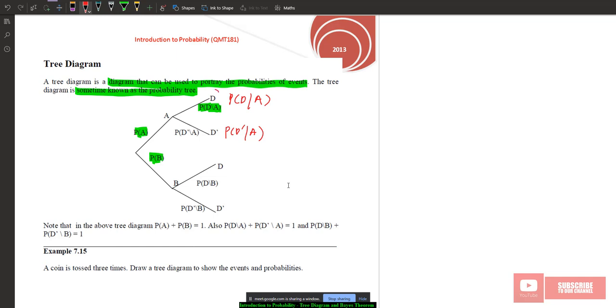So the total probability of this side should be equal to 1, right? To note that in the above tree diagram, probability of A plus probability of B is also equal to 1. This side, the total of the probability should be equal to 1. The total of this probability should also equal 1.